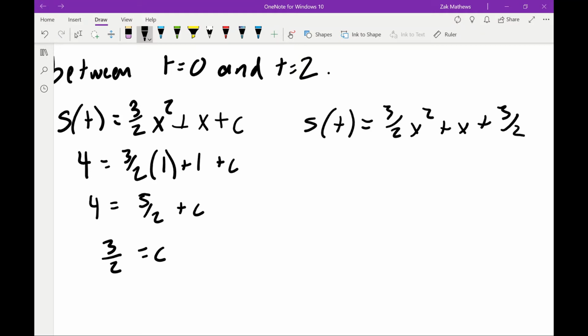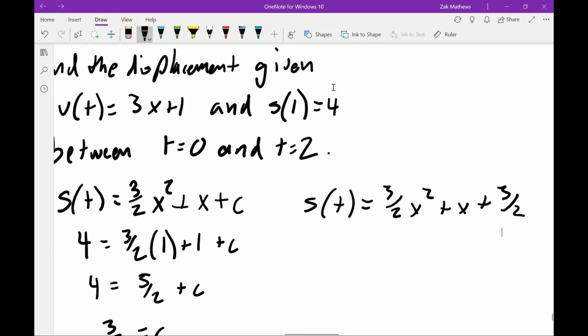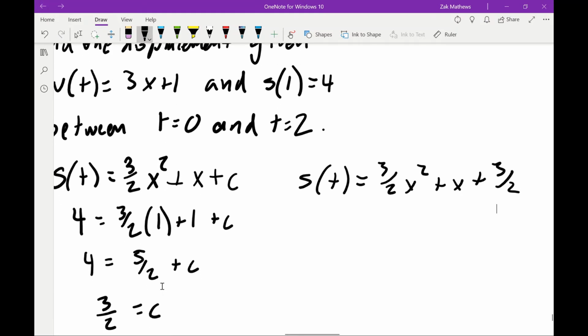And so just like we've done many times now, we have found the equation that would give us the derivative indicated with the given condition. So if we were to plug in that 1, we would know we get 4 because we just solved that. We want to know the displacement between 0 and 2. So I'm going to plug in my 0, I'm going to plug in my 2.